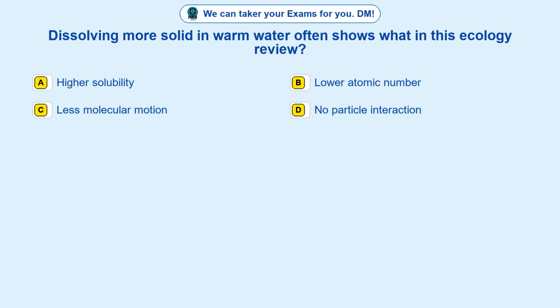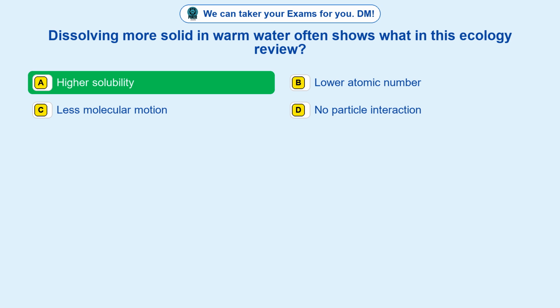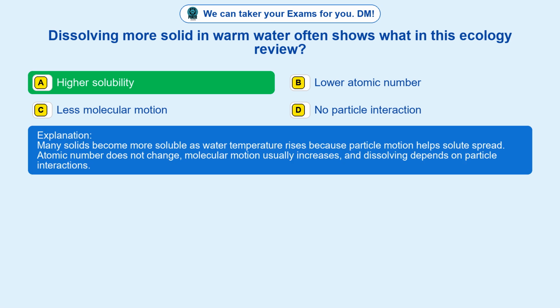Question 54. Dissolving more solid in warm water often shows what in this ecology review? Option A, higher solubility. Option B, lower atomic number. Option C, less molecular motion. Option D, no particle interaction. The correct answer is option A, higher solubility. Many solids become more soluble as water temperature rises because particle motion helps solute spread. Atomic number does not change, molecular motion usually increases, and dissolving depends on particle interactions.